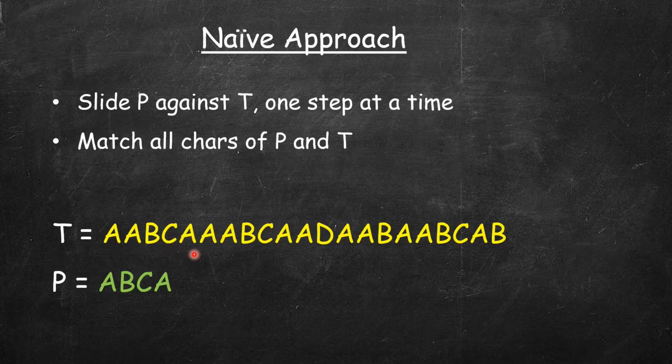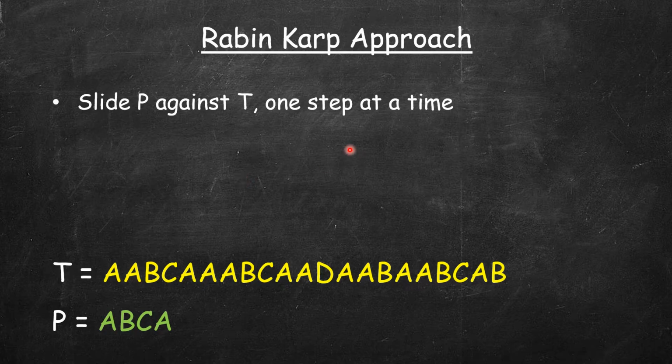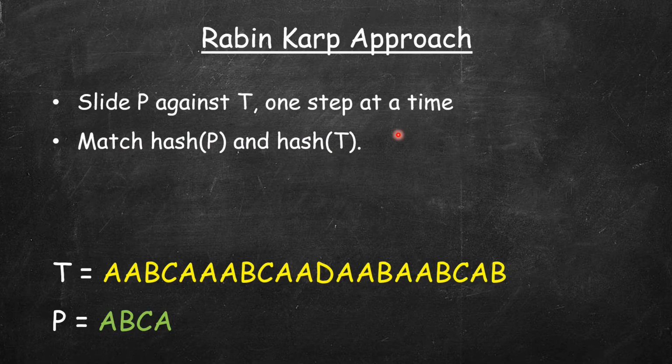Now let's see the Rabin Karp approach. We slide P against T one step at a time, same as the naive approach. But what do we do differently? Instead of matching P against T, which means comparing all the characters and can be O of m time in the naive way, here we are comparing a value. Hash of P is an integral value. Hash of T is also an integral value. Here T does not mean the hash of the complete text, just the current window in the text. Comparing that is constant time.